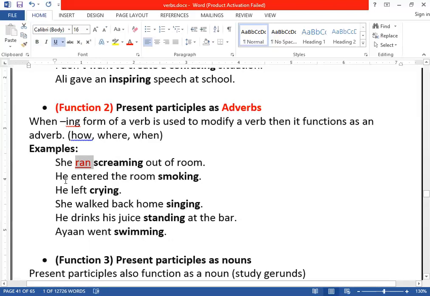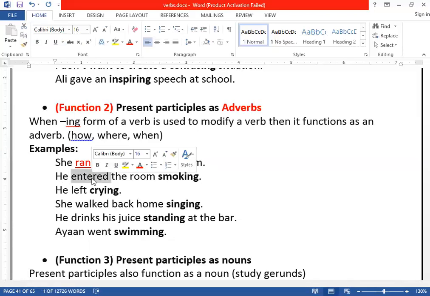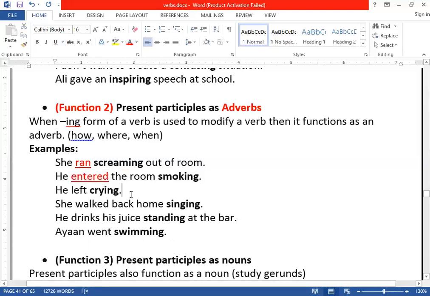Clear? Take the next example. He entered. Entered is what? It's a verb, an action. He entered. How did he enter? He entered smoking. Now smoking modifies what? Smoking modifies entered, the verb. Clear? Enter is a verb, so it modifies entered. He entered the room. How did he enter the room? It gives the answer for how. Smoking. For example, he left. Left is a verb. So how did he leave? He left crying.